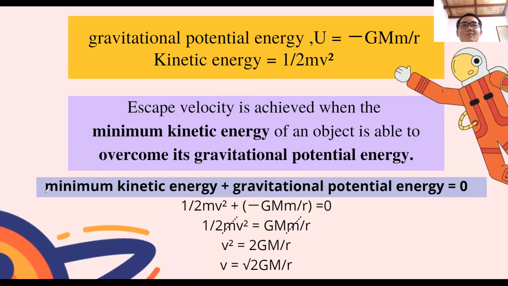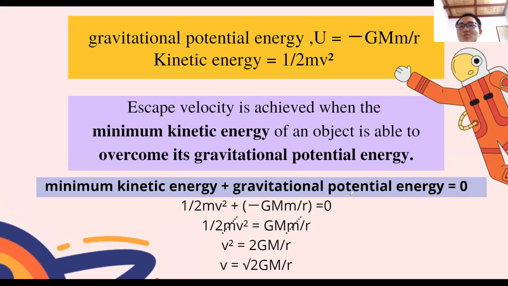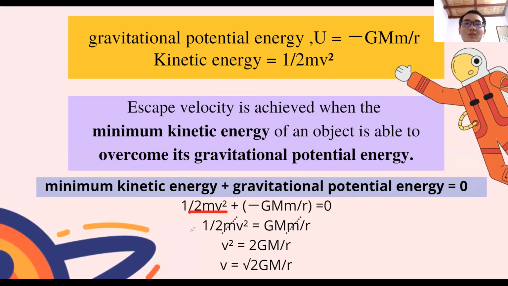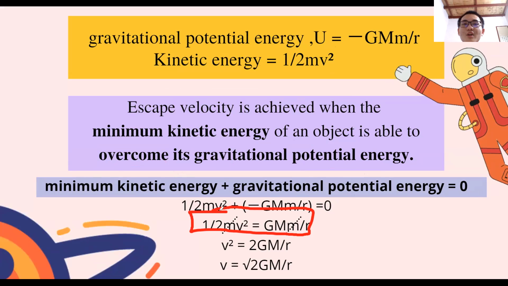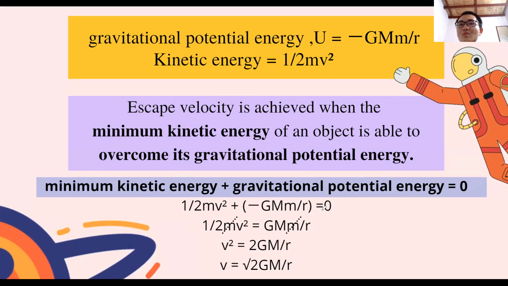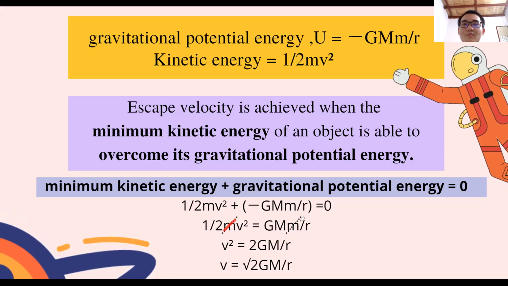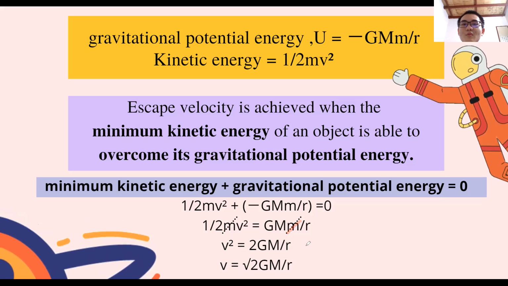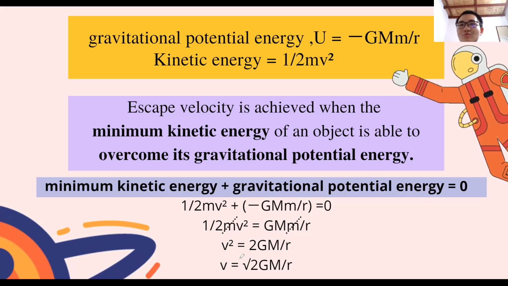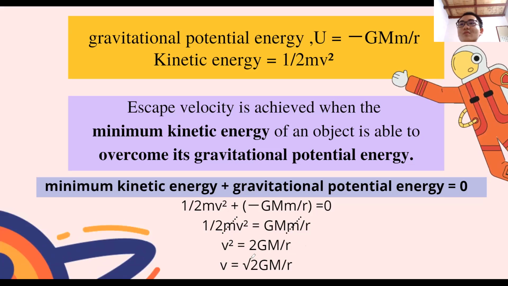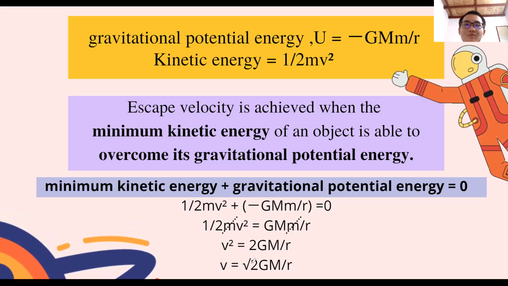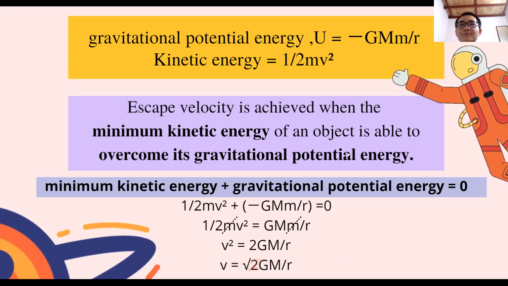So we can say that minimum kinetic energy plus gravitational potential energy equals 0, which can also be said as minimum kinetic energy equal to gravitational potential energy. Eliminate the same m, then v squared equals 2GM over r, and lastly v equals the square root of 2GM over r. This is the value for escape velocity, which is nearly the same as linear speed, but with a 2 added here.